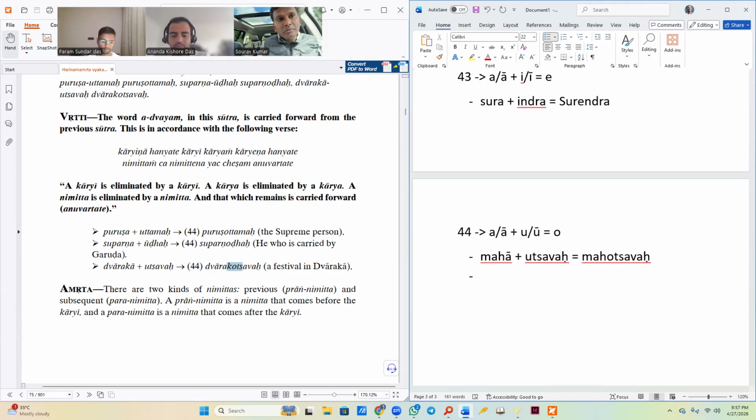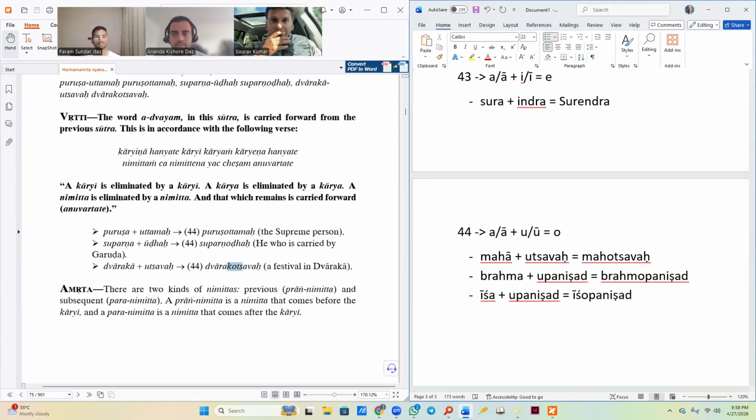Let's say Brahma Upanishad becomes Brahmopanishad. Similarly, Ishopanishad is actually this sutra: Isha and Upanishad becomes Ishopanishad by this rule.